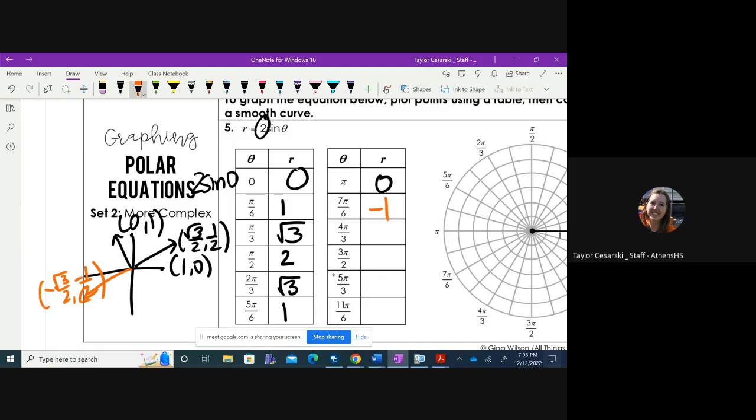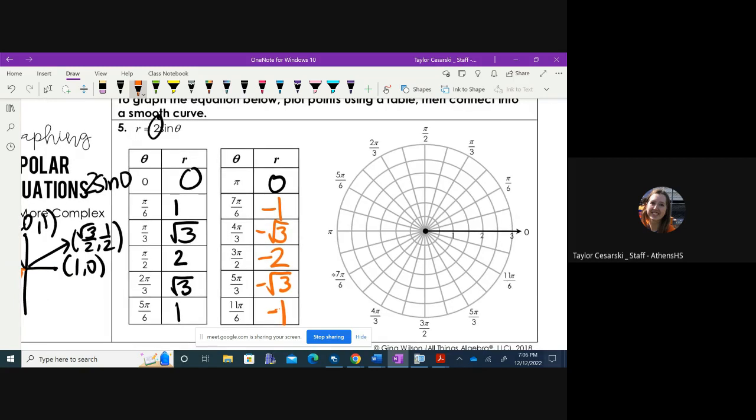4 pi over 3, negative square root 3. You should start to see a pattern here. Negative 1 times 2 is negative 2. Negative square root 3 and negative 1. All right, so let's plot these points.